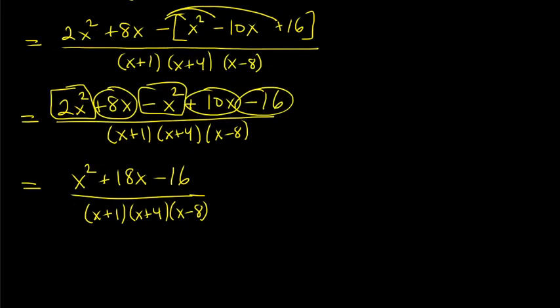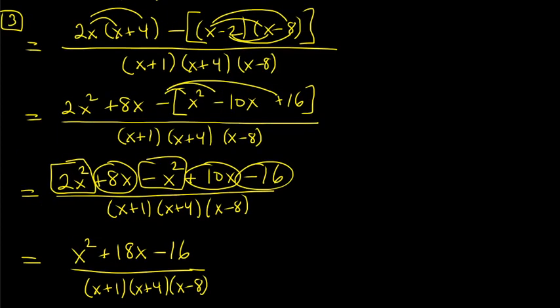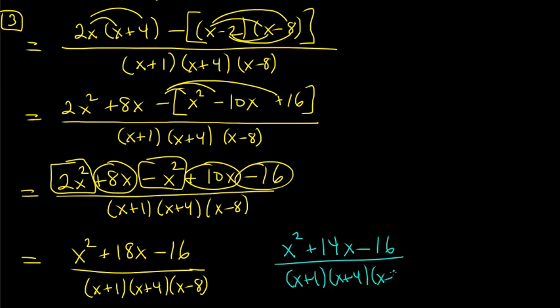Oh boy. So I'm looking at the answer now, and the answer is slightly different. I get x squared plus 14x minus 16 over x plus 1, x plus 4, x minus 8. So the denominator is correct. The numerator, I'll tell you right now, you can try to factor it, but either way, these are not factorable. But the big issue here is that somehow I got 18, and I think the answer should be 14.